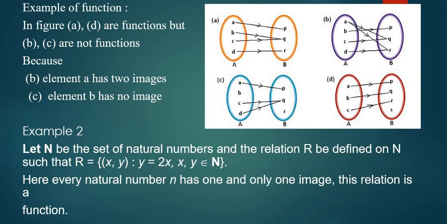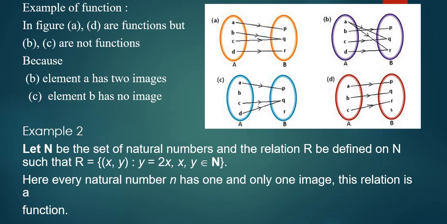Let us discuss some examples. In figure A, in the set A, a has image p, b has image q, c has image r, and d has image r. That is, each and every element has a unique image. So A is a function. It is a relation defined from A to B. Each and every element of set A has a first element, and they are unique.